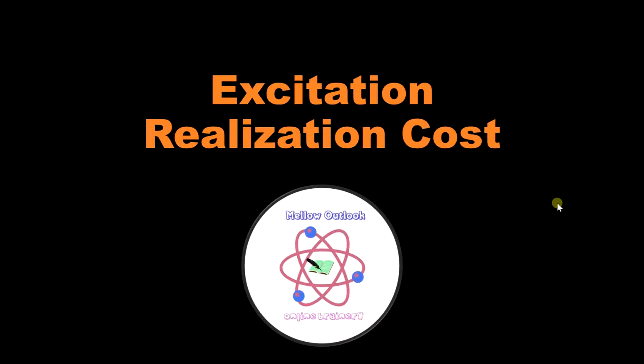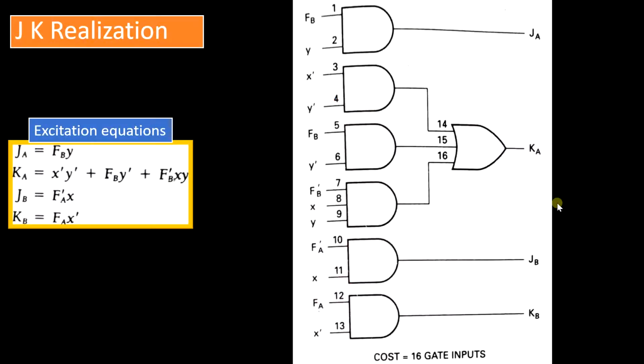Moving on, we have the next one, that is the excitation realization cost. Now, we have seen various flip-flops that we had generated, and the excitation expressions also we have seen. Now using those same excitation expressions or equations, we will see what will be the realization cost. A realization cost will correspond to the number of gate inputs that are required.